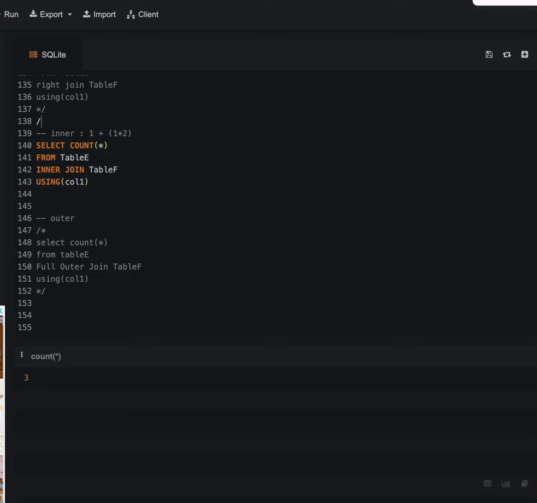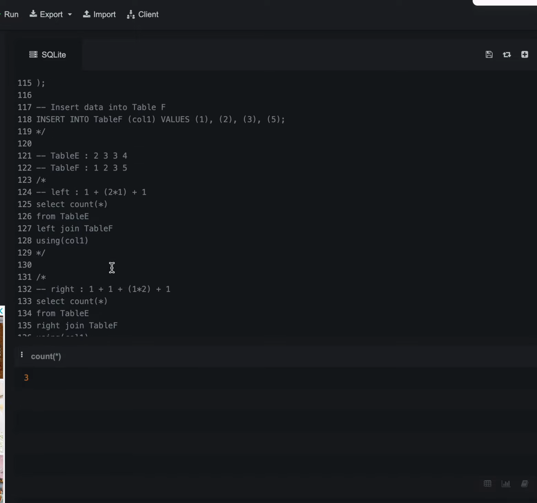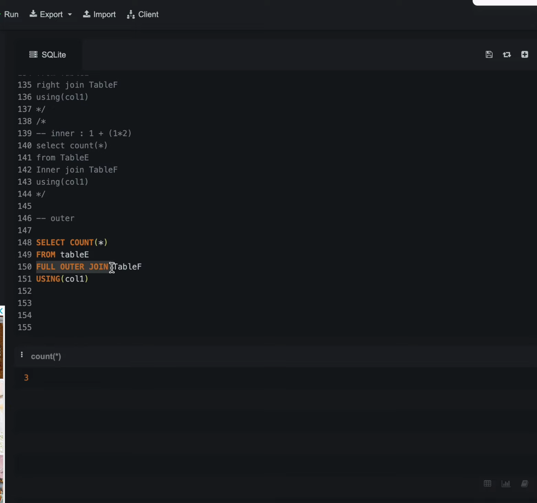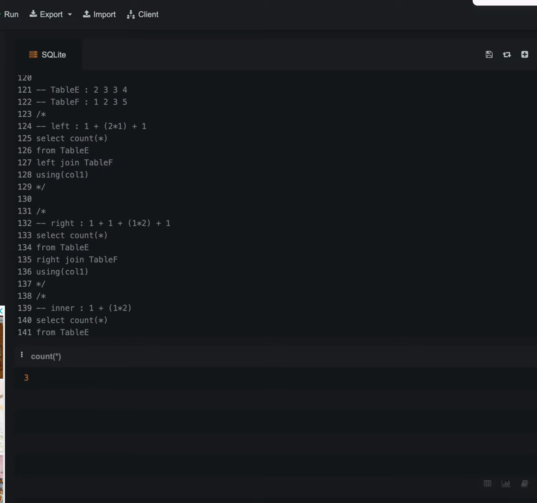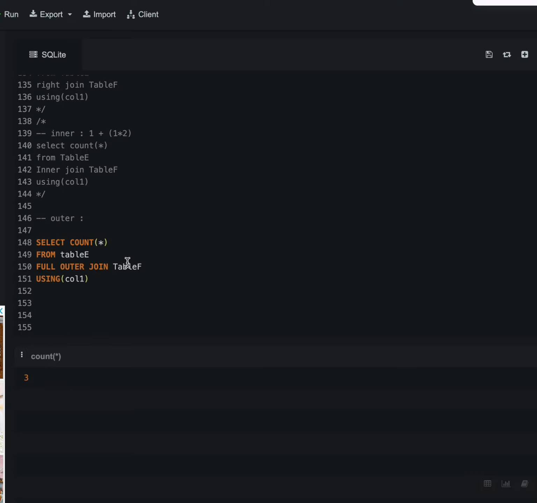Now that we have discussed the 3 cases, we are left with the last join for the third case, which is outer join. Now could you tell me what will happen when I perform a full outer join on these two tables? I hope it's very easy now that we have discussed different cases. We take all the records from table E, we also take all the records from table F. So again, how many records? This is something I would leave up to you.